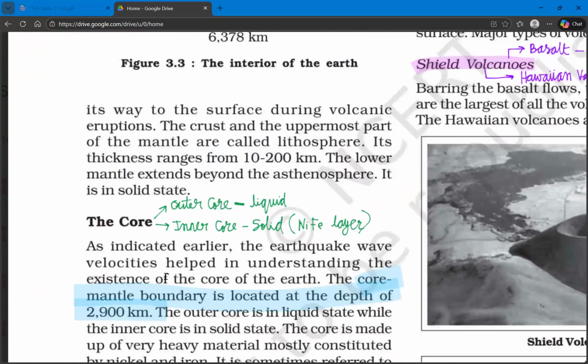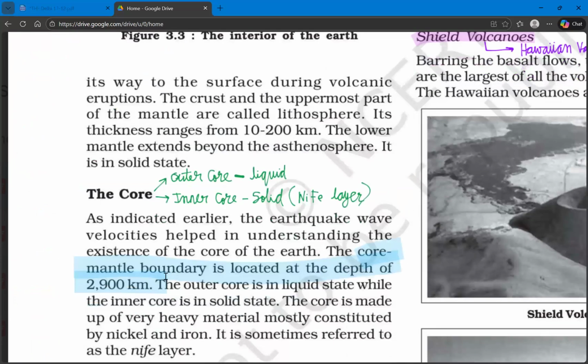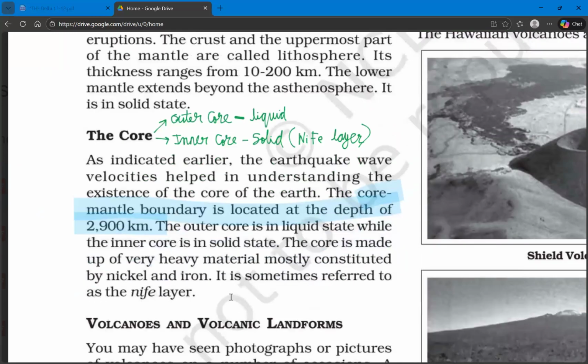The next one is core. What is core? It is the division that comes beyond the mantle. As indicated earlier, the earthquake wave velocities helped in understanding the existence of core of the earth. The core mantle boundary is located at the depth of 2,900 kilometers. The outer core is in liquid state while the inner core is in solid state. The core is made up of very heavy material mostly constituted by nickel and iron. It is sometimes referred to as the NIFE layer.